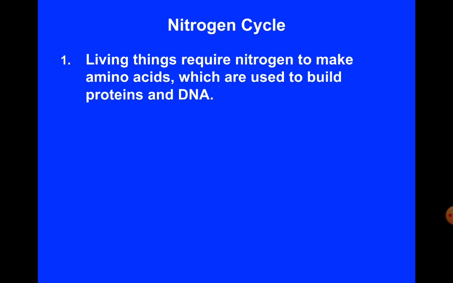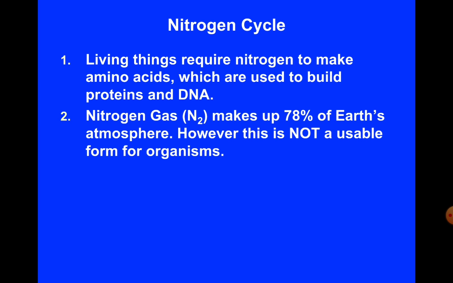Now, when we look at nitrogen gas in the Earth's atmosphere, nitrogen gas is the most abundant gas and takes up about 78% of the Earth's atmosphere. In this form, it's not usable. We don't take in nitrogen and then make amino acids. That's not possible.